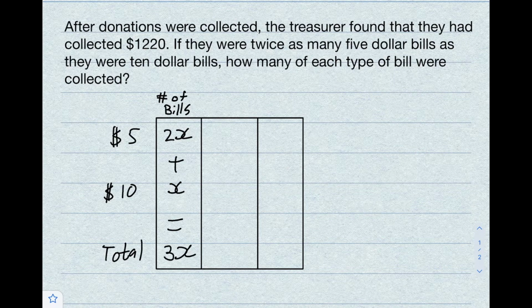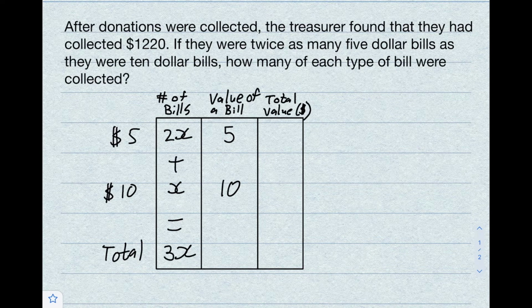Now, with that knowledge, we move to our second column, which will be the value of a bill. The value of a $5 bill is 5. The value of a single $10 bill is 10. We don't know the value of the mix, so we'll leave the last part blank. If we multiply the number of bills times the value, we'll get the total value in dollars.